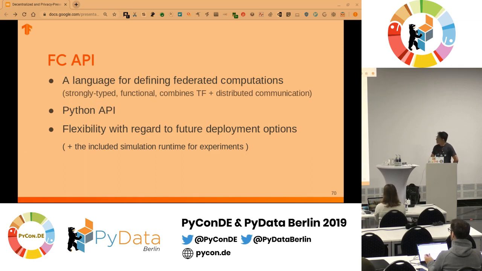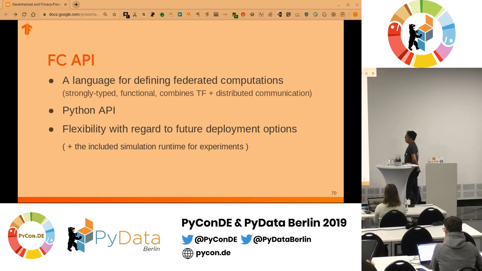So, quickly go through what FC API is. It's a language, like I mentioned, for defining federated computations. It's strongly typed. That's really important. We'll see how it's functional, and it has TF concepts, and it also builds on distributed communications as a first-class concept, right?